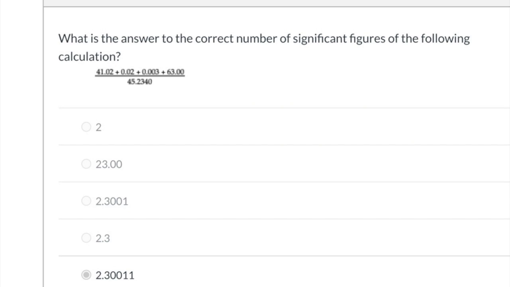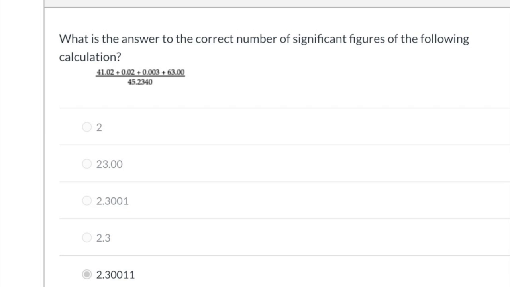So the first step to do this problem is to add the numerators together. And once you do that, you will get 104.043. Then you divide that by 45.2340 to get 2.300106115. Now, that's not your final answer because the question is asking you to round to the correct number of sig figs.